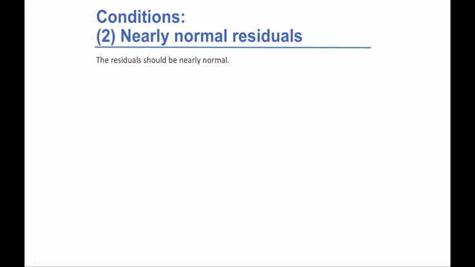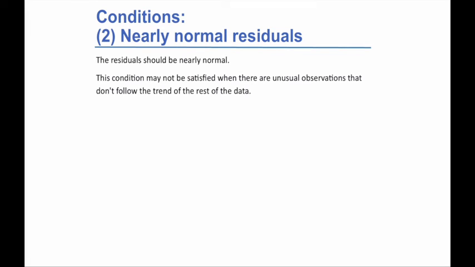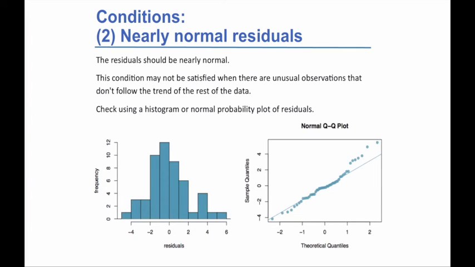Nearly normal residuals. This may not be satisfied when there are unusual observations that don't follow the trend of the rest of the data. So you can use a histogram or a normal probability plot for the residuals. So here is a histogram. If you just calculate all of the residuals and then do a histogram of them, you would get something that is approximately normal. The normal probability plot plots the theoretical quantiles against the sample quantiles.